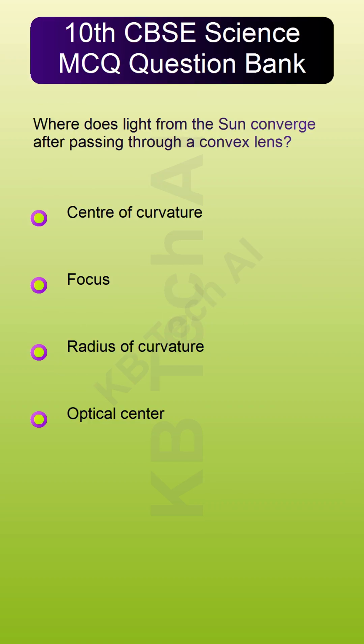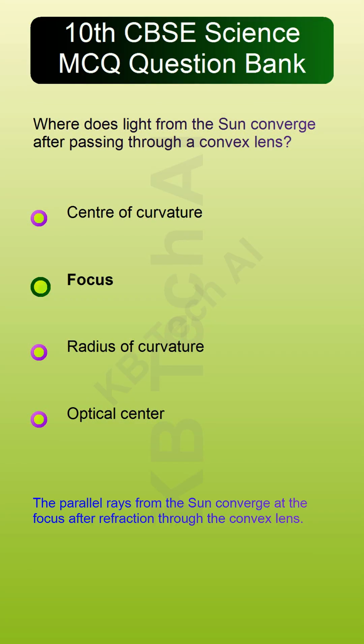Where does light from the sun converge after passing through a convex lens? Option 1, center of curvature. Option 2, focus. Option 3, radius of curvature. Option 4, optical center. The answer is option 2, focus.